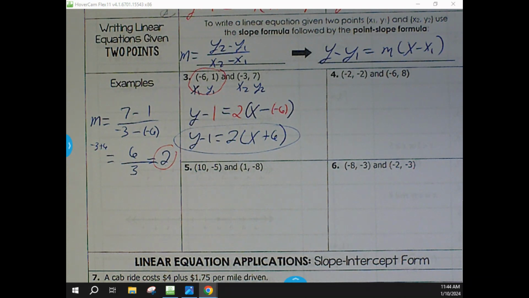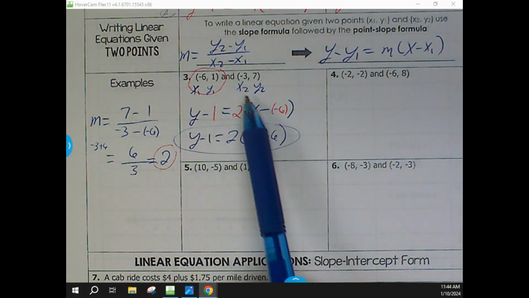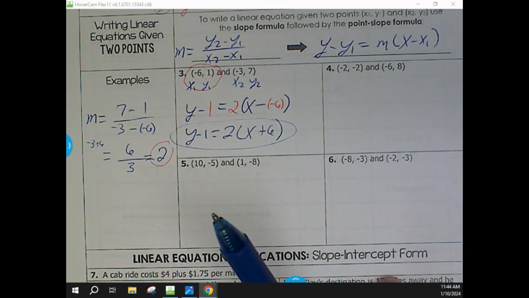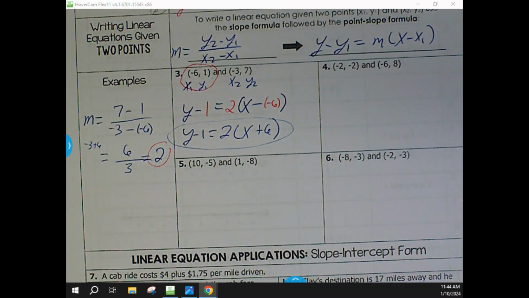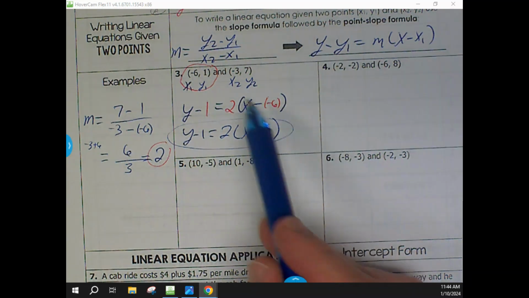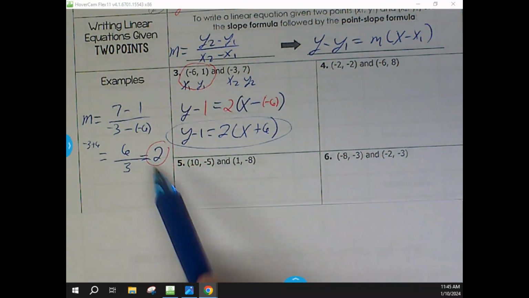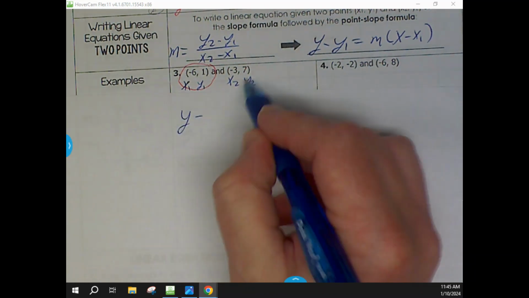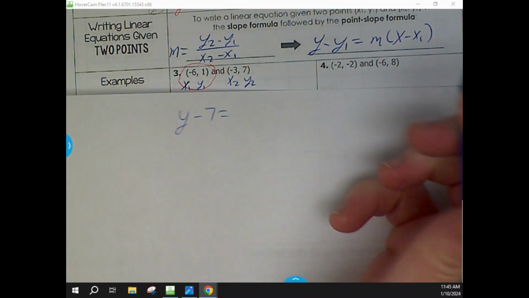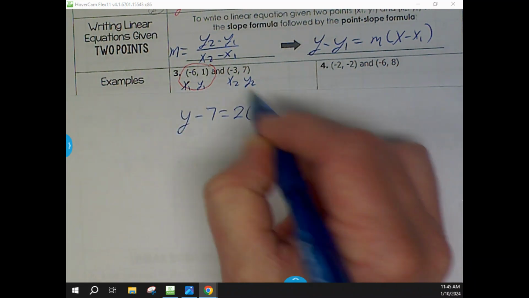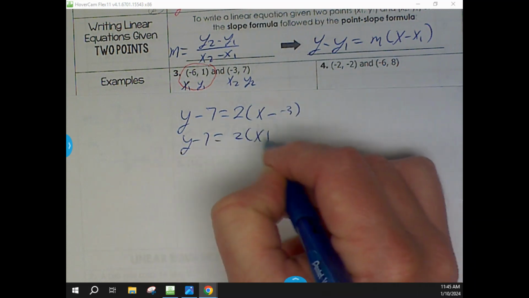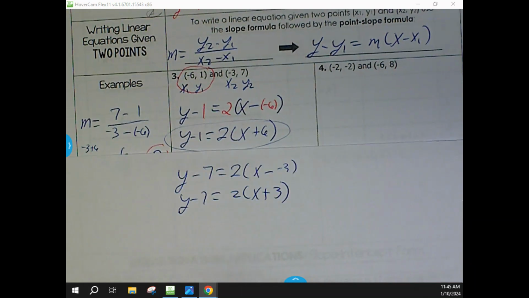All right, somebody may be asking, well, what if I don't label this x1 and y1? What if I label this x1 and y1 and label this x2 and y2? On the test, there are actually 2 correct answers you can have for this one. If you use this for x1 and y1, you could still take your slope that's here, that's 2, and plug it back in. So you actually could do y minus 7 equals 2 times x minus negative 3. So y minus 7 equals 2 times x plus 3. That's a correct answer, and that's a correct answer.